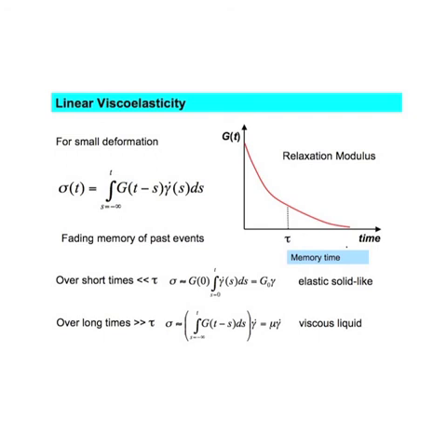On the other hand, if you go the other way, if you go over a very long time scale, so that the shear rate isn't changing over the period of time over which G relaxes, then you're going to recover the viscous liquid. So within this equation are all possible models between elastic solids and viscous liquids.